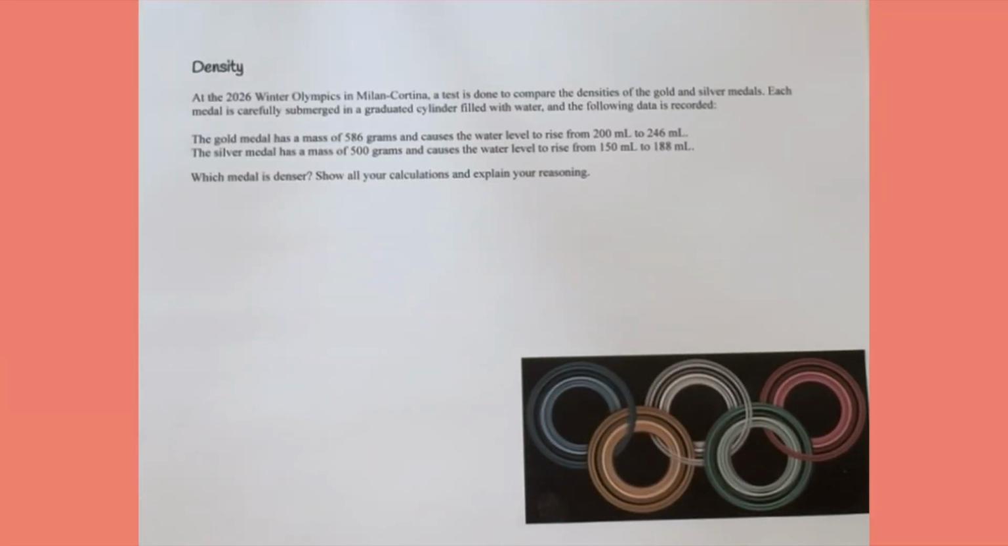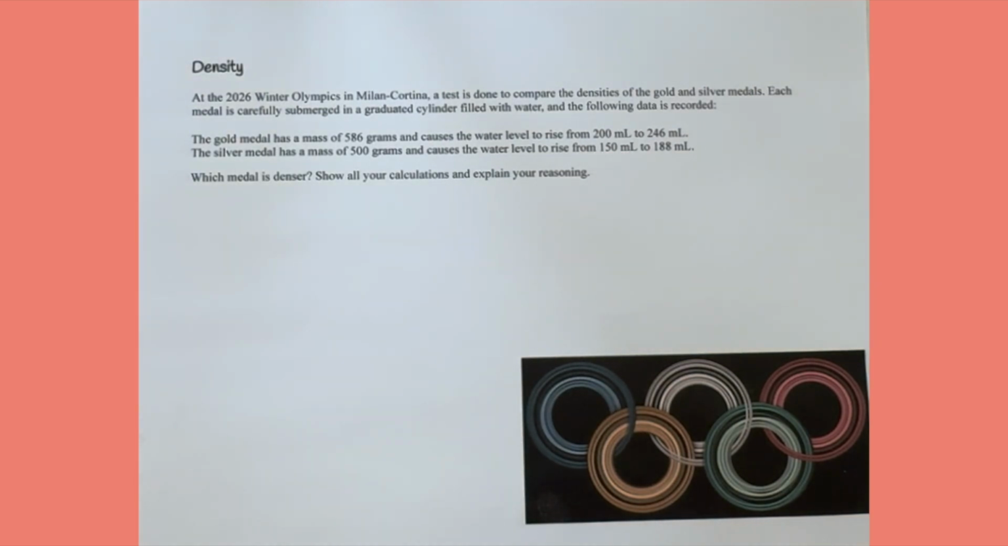We're going to be doing problems about density. So what's our problem today? At the 2026 Winter Olympics in Milan Cortina, a test is done to compare the densities of the gold and silver medals. Each medal is carefully submerged in a graduated cylinder filled with water, and the following data is recorded. The gold medal has a mass of 586 grams and causes the water level to rise from 200 milliliters to 246 milliliters. The silver medal has a mass of 500 grams and causes the water level to rise from 150 milliliters to 188 milliliters. Which medal is denser? Show all your calculations and explain your reasoning.